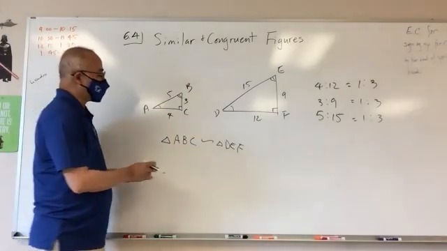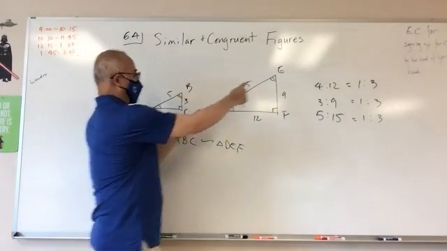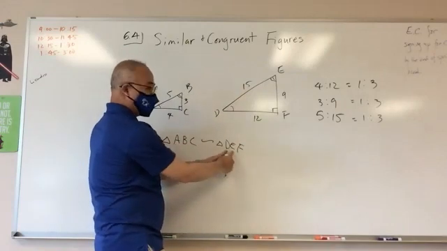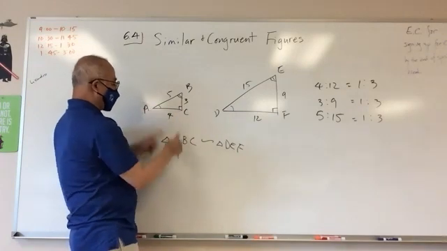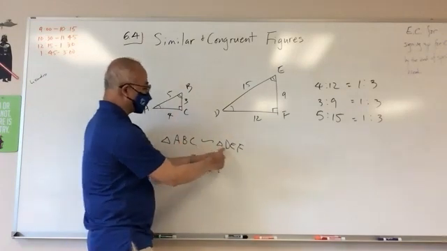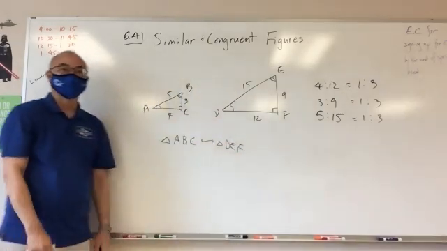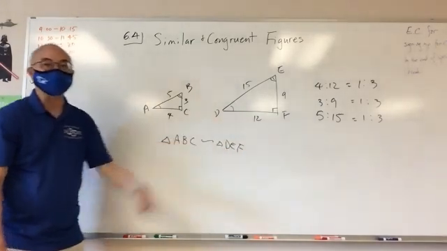Now notice each corresponding part. The corresponding part to AB would be what? DE, correct? So AB to DE. AC, which would be this guy, the corresponding part should be DF, right? So each point corresponds to the corresponding point.